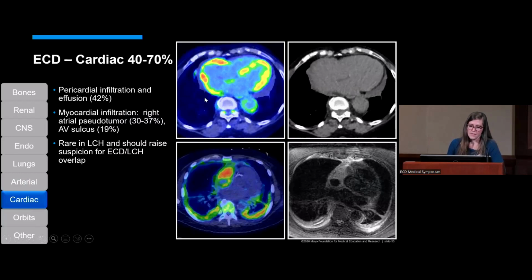And most commonly, it's going to involve the right atrial pseudo tumor appearance that you can see here, where there's intense FDG uptake in the right atrium area. And MRI is great at evaluating cardiac involvement. As you can see here, this enhancing lesion corresponding to the area of FDG uptake.